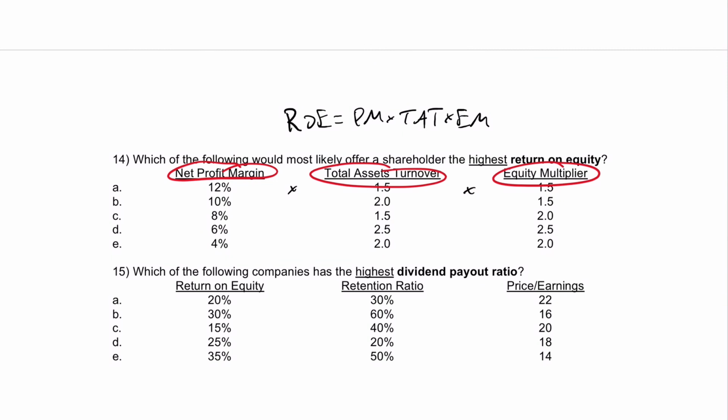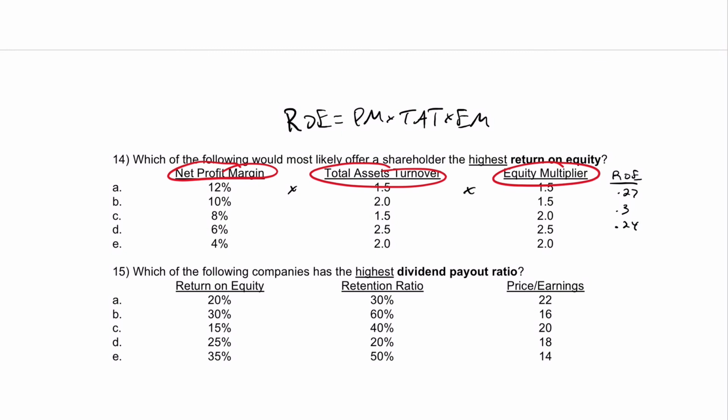Be sure, though, that when you input profit margin, you input it as a decimal. So for part A, I have 0.12 times 1.5 times 1.5. I would have an ROE that is equal to 0.27. For part B, it would be 0.1 times 2 times 1.5. I get an ROE of 0.3 or 30%.